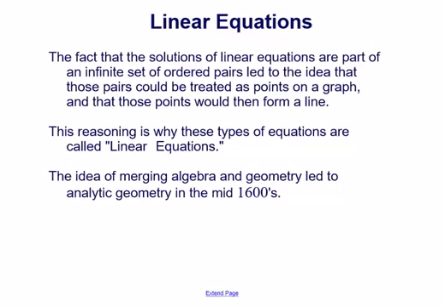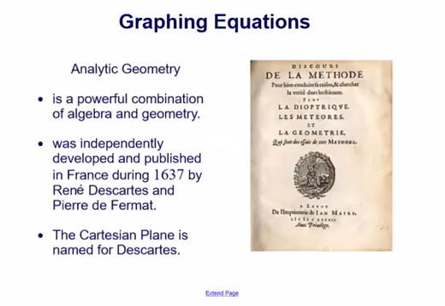And the idea of merging algebra and geometry then led to analytic geometry in the mid-1600s. Analytic geometry is a powerful combination of algebra and geometry. It was independently developed and published in France during 1637 by René Descartes and Pierre de Fermat. The Cartesian plane is named for Descartes.